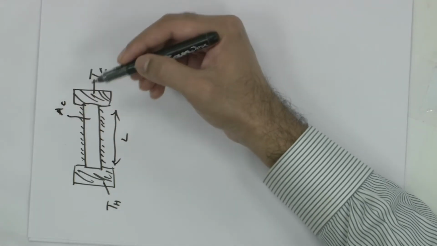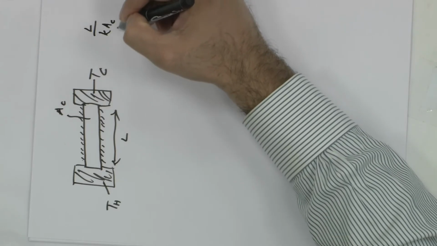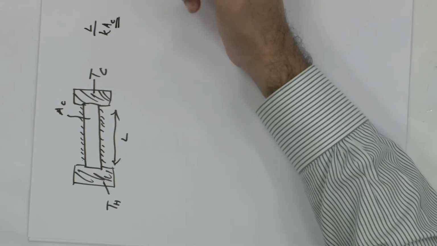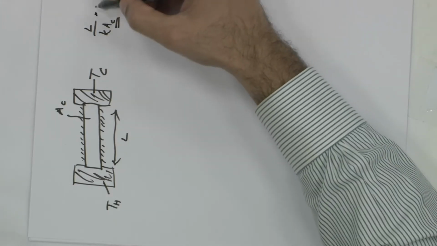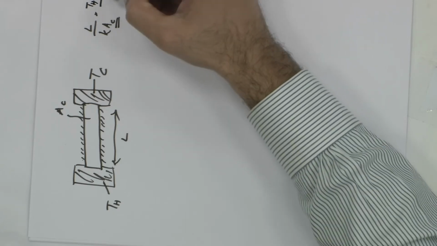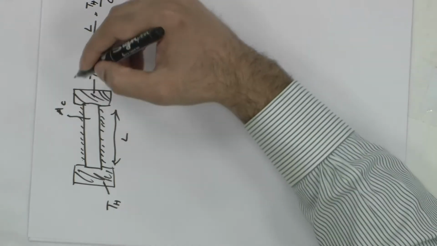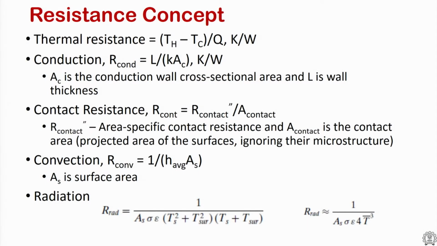One defines conduction resistance as L by kA, where A_c is the cross section of the conduction heat transfer. This is equal to T hot minus T cold divided by the power passing through this rod. On the other hand, as I mentioned, the contact resistance is always there any time you have a composite structure like a typical microprocessor cooling stack, so now one has to worry about it.